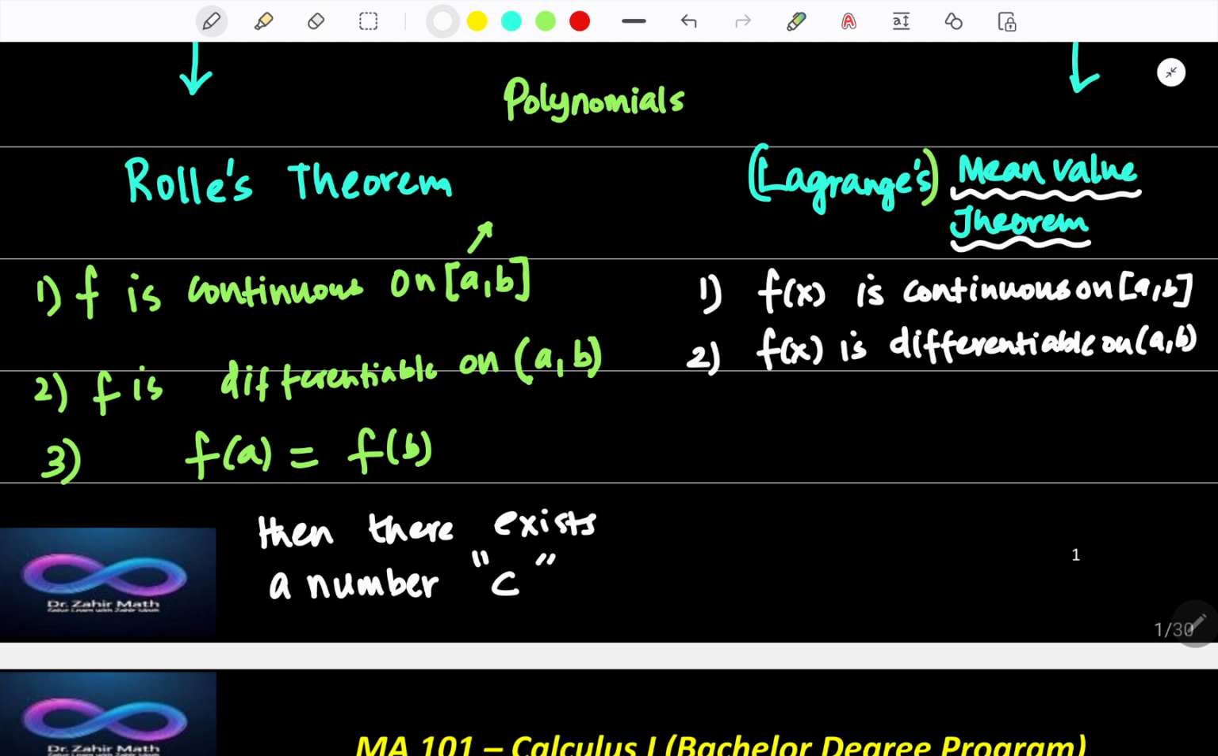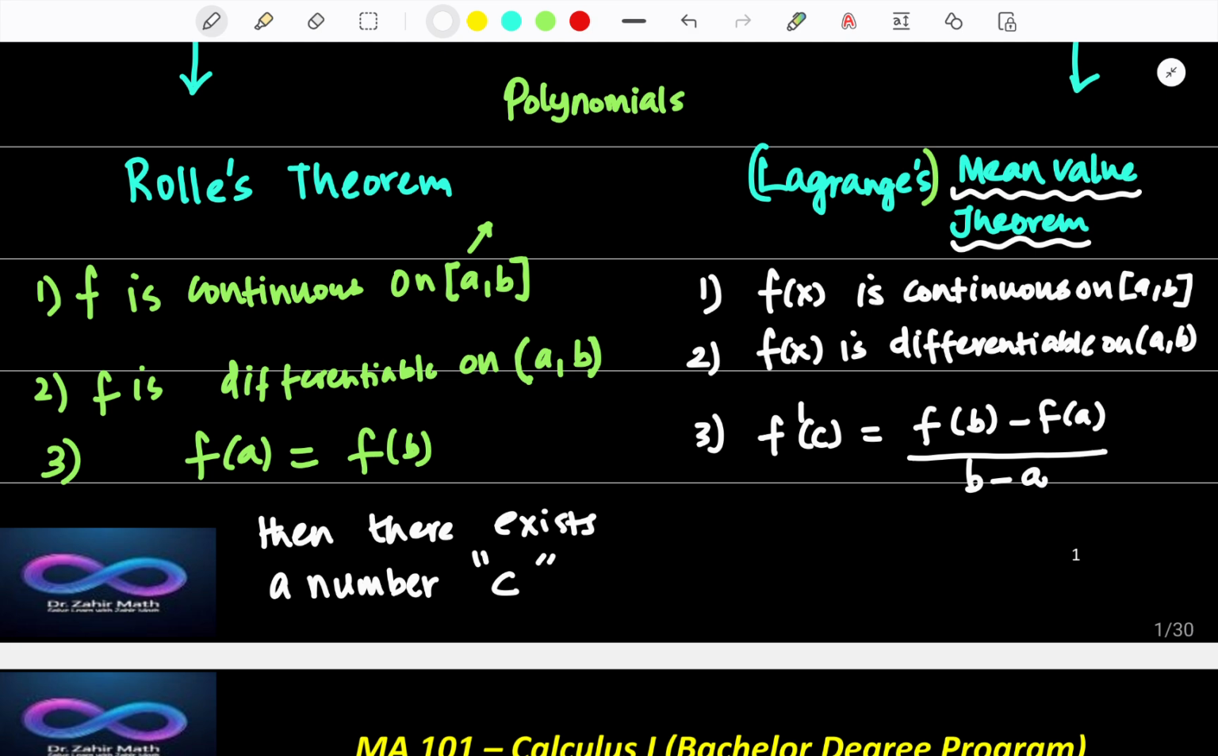Now the mean value theorem applies. What is that? The third condition is not this one. F dash of c is equal to f of b minus f of a divided by b minus a. Divided by what? B minus a. So totally it is different. Clear, everybody? So there exists a number c.